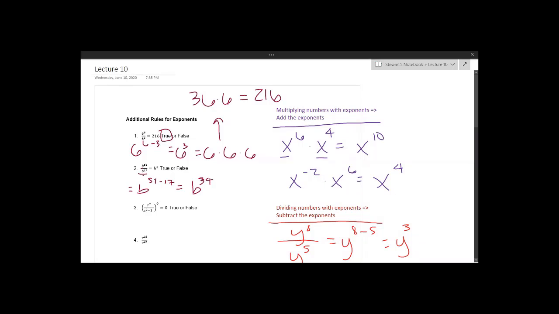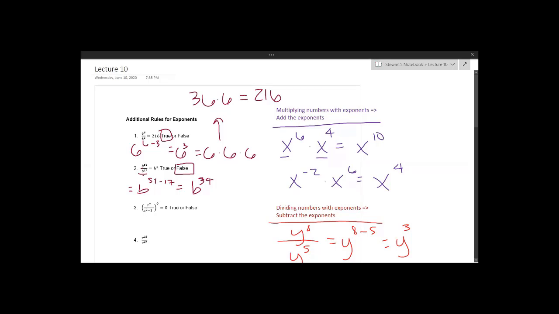B to the 34th power, so this one's false. What they tried to do here is trick you into thinking, oh, you're dividing, so divide 51 by 17 in the exponent so you get to the 3rd power. That's a common trick they'll try to pull. Don't fall for it. When you have a situation like this, you have to subtract the exponents.